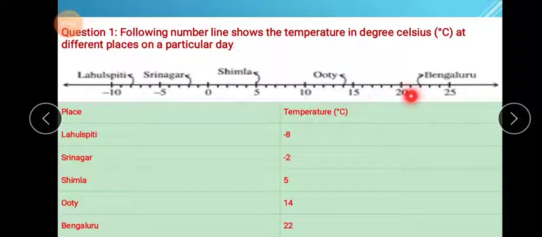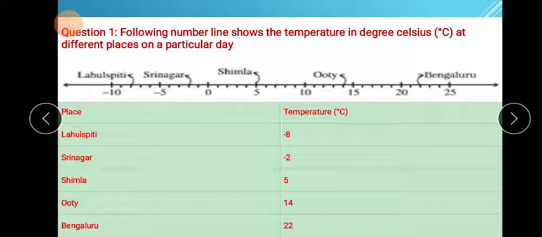Bengaluru, 20, 21 and 22. So Bengaluru temperature is 22 degrees Celsius. So the question may come like this. A number line will be given to you with the names of a few cities, so you have to identify and trace what is the temperature of those given cities. So some more questions are there from this question number 1.